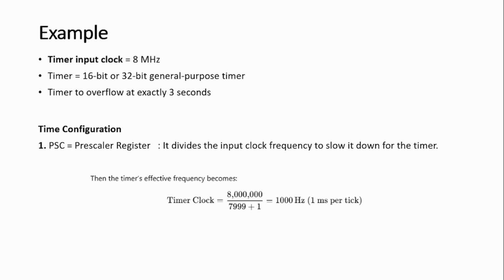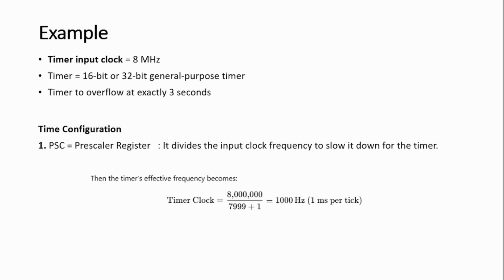Now you can slow this down using the prescaler. The prescaler will basically divide your frequency by that value. So if your prescaler is 7999, you can see the calculation here: 8 times 10 to the power 6 divided by 7999 plus 1. It will reduce this 8 megahertz frequency to 1000 hertz, which is 1 kilohertz, right? Now if you calculate time for this 1000 hertz, time is equal to 1 by f, so your one tick will be 1 millisecond. Previously it was 1 microsecond, now it is 1 millisecond.